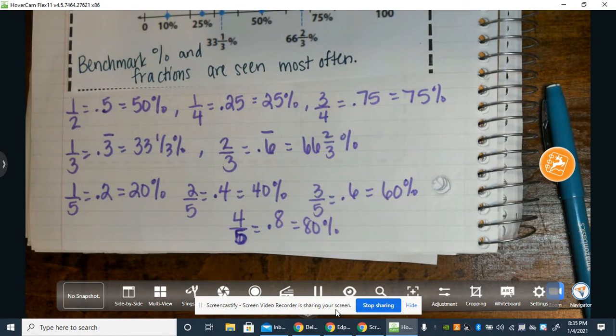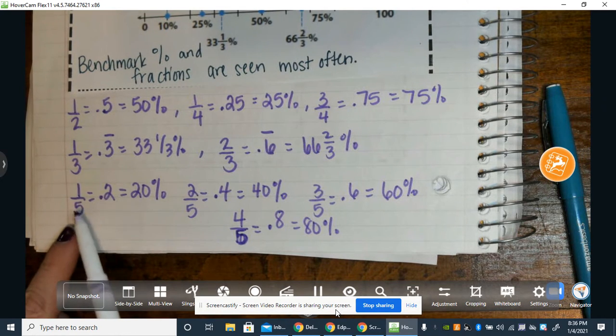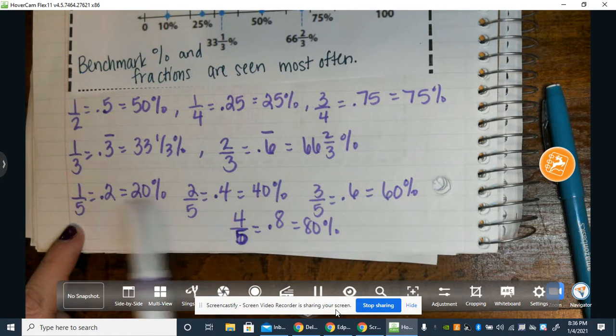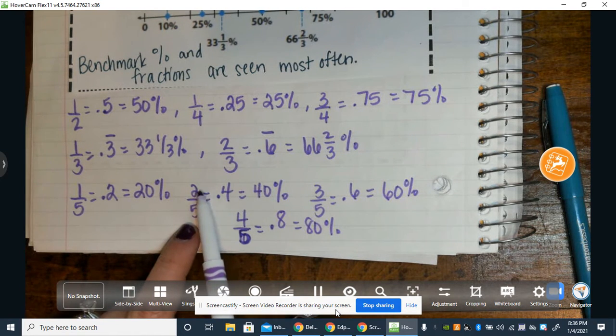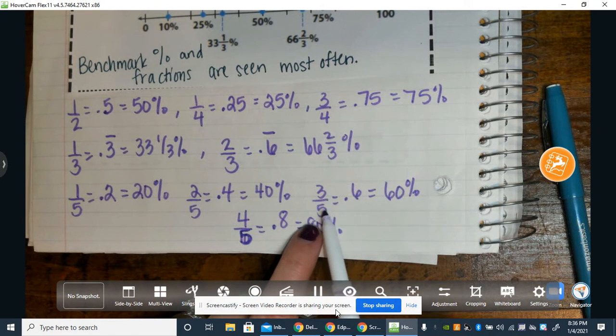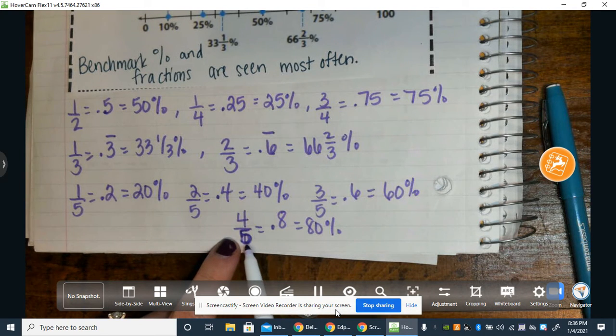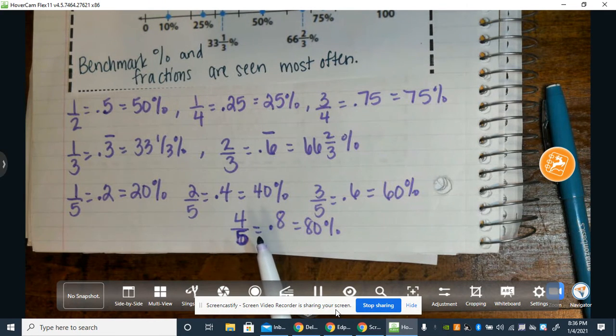Now I'm going to show you a little trick with the fifths, how to remember this. If anything is a fifth, put an imaginary 0 behind your numerator. So that would be 10. How many times can 5 go into 10? 2 times. Imaginary 0, how many times can 5 go into 20? 4 times. Into 30? 6 times. Into 40? 8 times. That's an easy trick with the fifths.